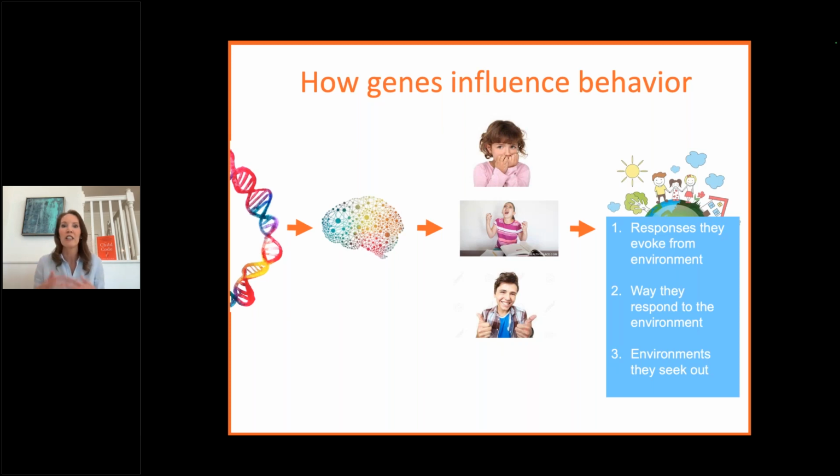If you have a child that is more impulsive and is bouncing around in their chair, from the time they're in grade school, they might be getting more harsh feedback from their teachers. They're evoking responses from people based on their behavior. The second way that our kids' genes influence their interactions with the environment is the way that they respond to the environment. And so, for example, you see this in adults too.